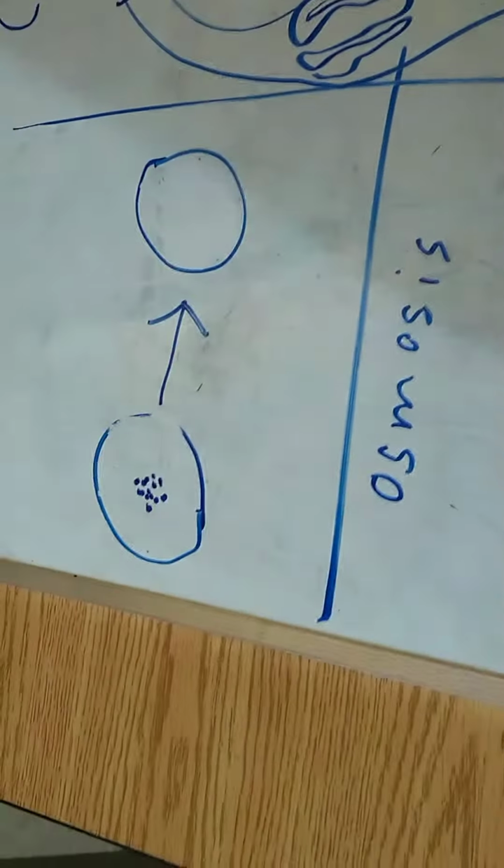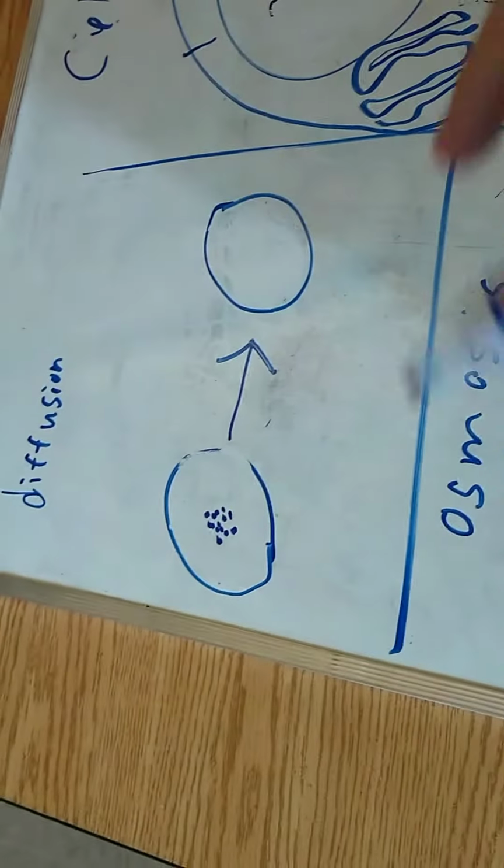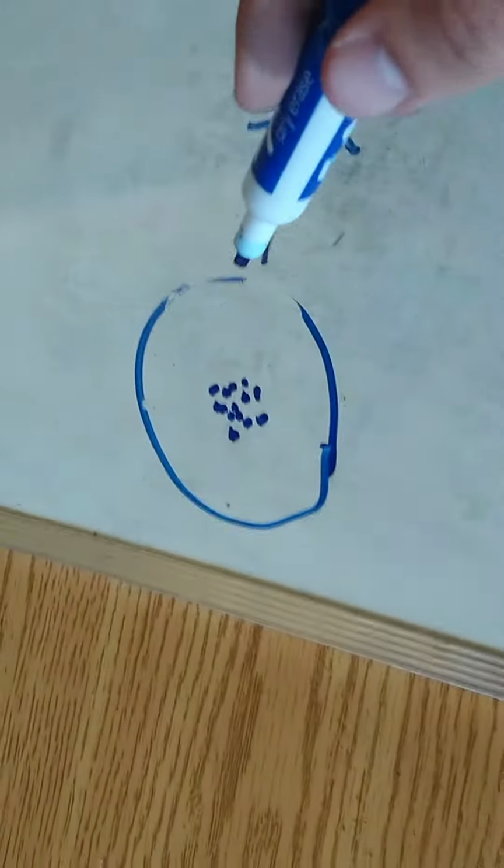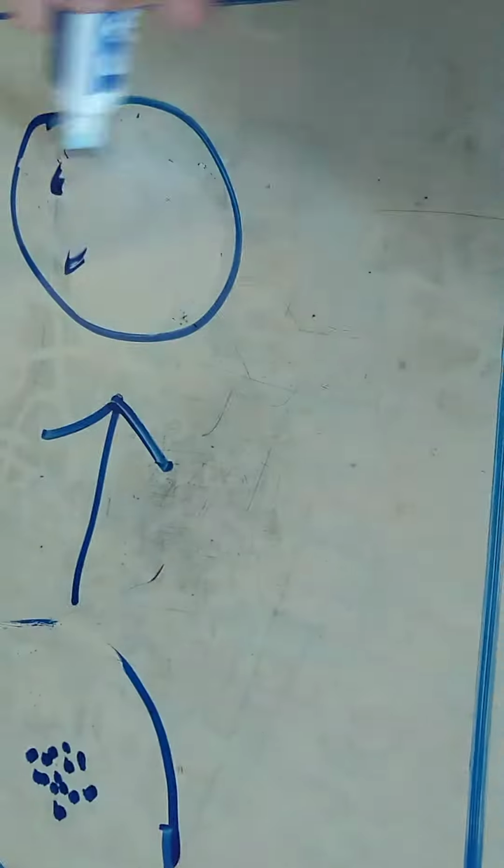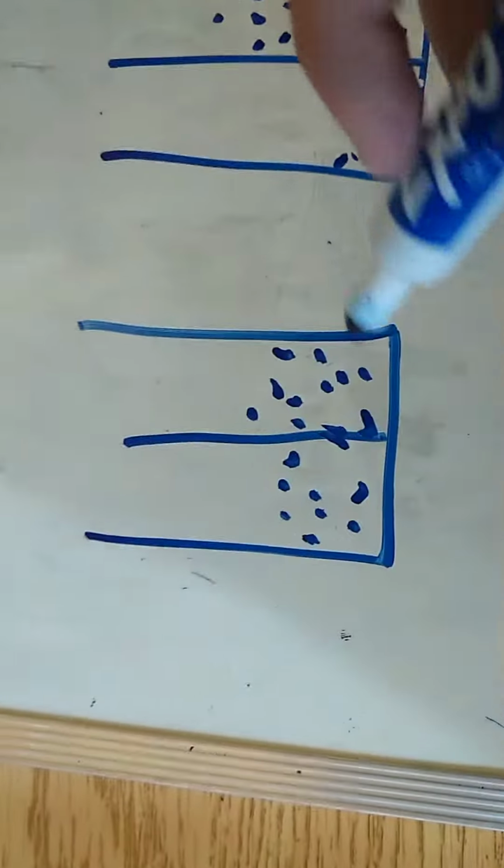The three parts of cell theory are: all living things are made out of cells, cells are the fundamental units of life, and cells come from cells. Diffusion is when things move from a high concentration to a low concentration, just like that, through Brownian motion, which is natural. Osmosis is when water goes through diffusion from high to low, again, through a semi-permeable membrane.